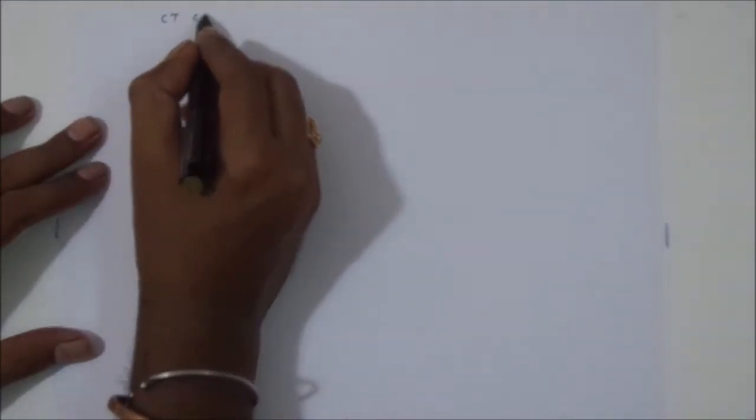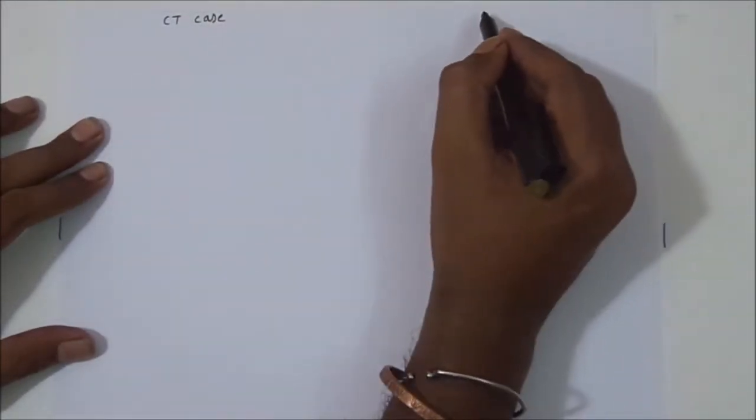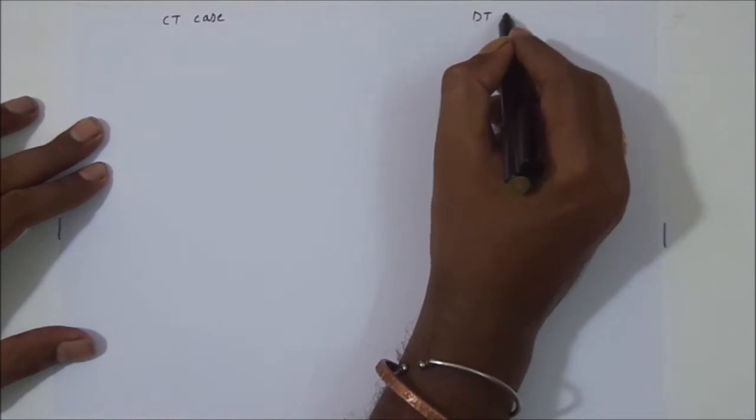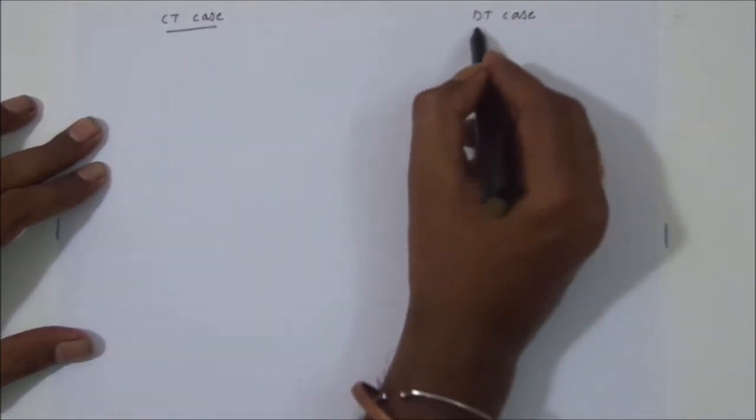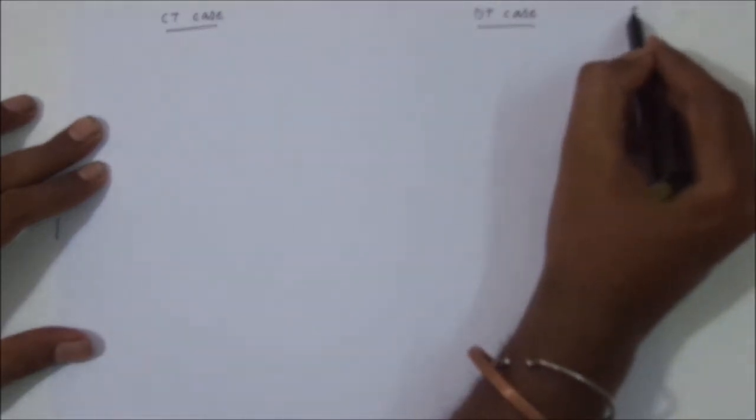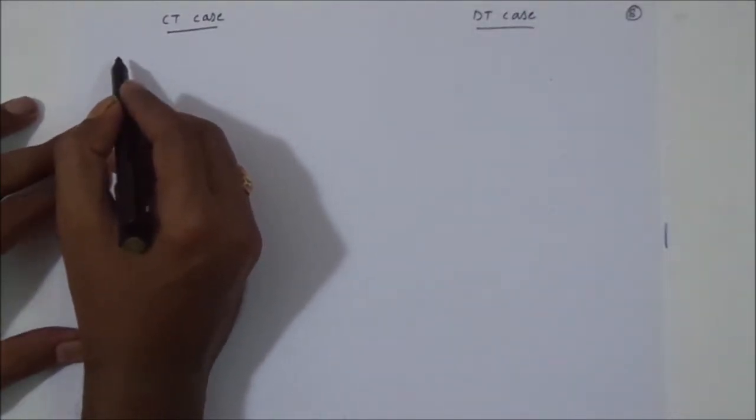So again we will segregate discrete time. We'll take examples for the continuous time case and discrete time cases. Continuous time case this side and discrete time case this side. This is page number 8. So here which example will we take?